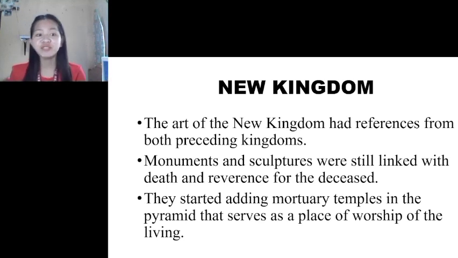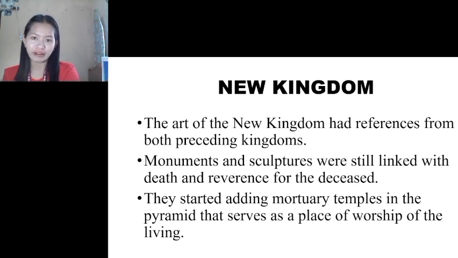The art of the New Kingdom had references from both preceding kingdoms. Monuments and sculptures were still linked with death and reverence for the deceased. They started adding mortuary temples to the pyramid that serve as a place of worship for the living. An ancient Egyptian mortuary temple is a place of worship of a deceased king and a depository for food and objects offered to the dead monarch.